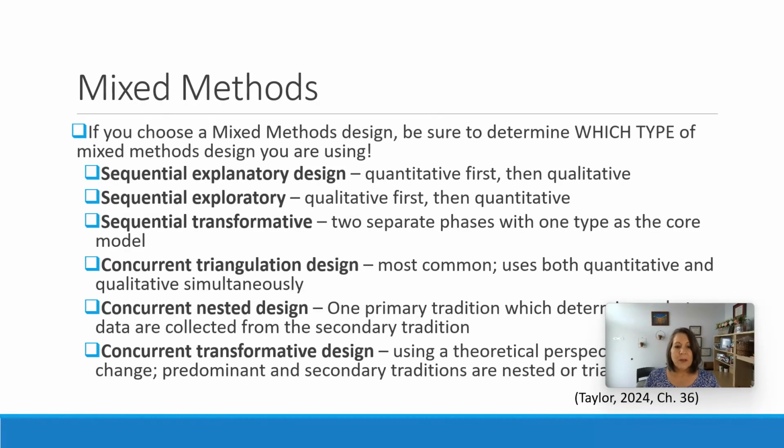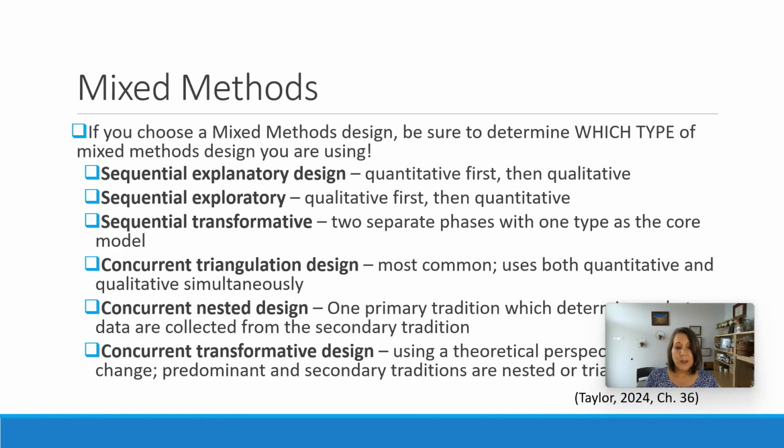So if you choose a mixed method design, there are multiple types of mixed method designs, and so you need to be sure that you're sharing with your audience which type of mixed methods design that you're using. So one type is a sequential explanatory design. You do your quantitative first, then qualitative. If you do your qualitative first, then quantitative, it's called a sequential exploratory.